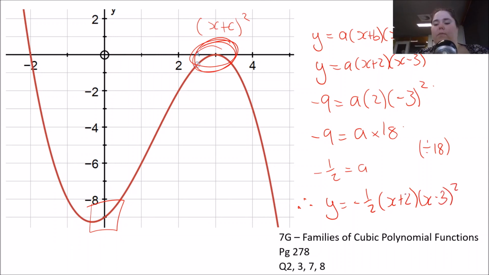And there we go. Alright, so you guys are having a go at 7G, questions 2, 3, 7 and 8. 7B is hard, and only do 8A. Okay, so do all of 7, but 7B is the hard one.